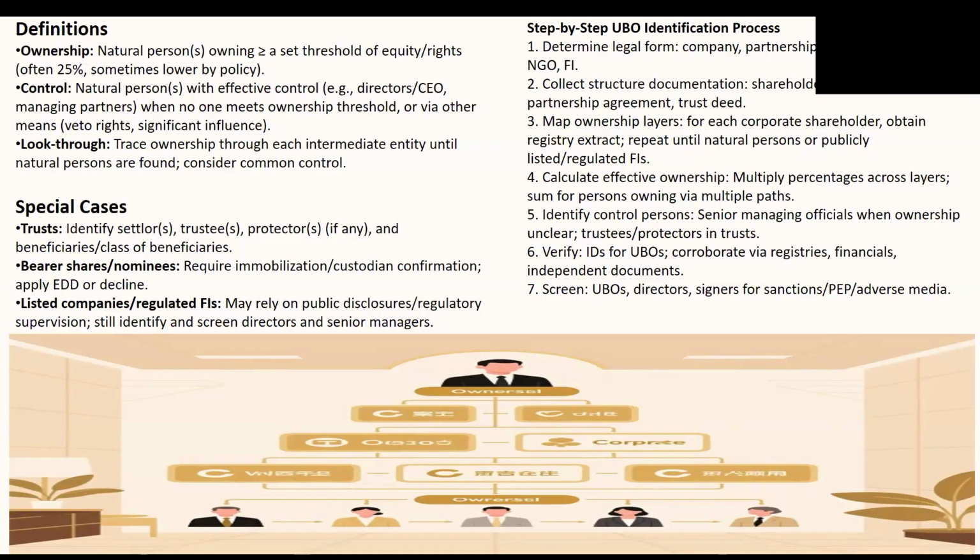Okay, let me just move here. Can you see this? Step by step UBO identification process. Determine the legal form: it is a company, partnership, trust, foundation, NGO, or financial institution. The legal entity type should be identified. Collect structure documentation. What is the shareholder structure? Who is owning how much? Map ownership layers: these two entities are owned by this entity, and this entity is owned by this individual. Calculate effective ownership by multiplying percentages across layers.